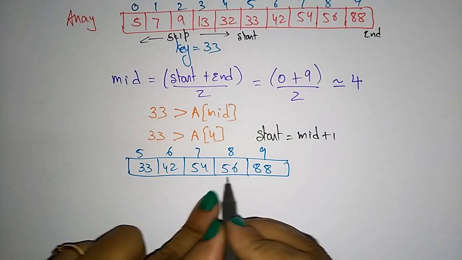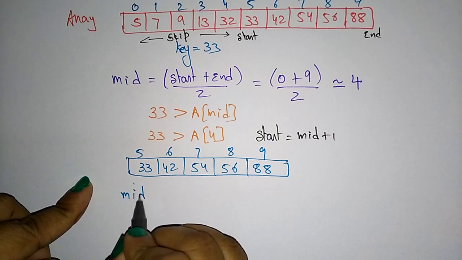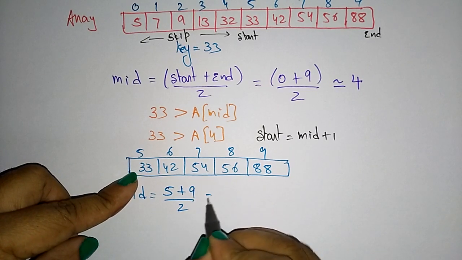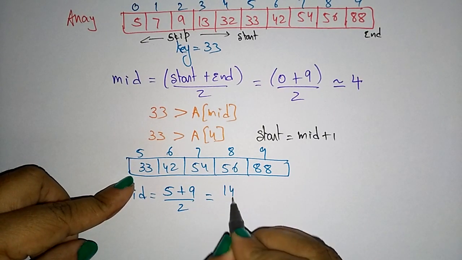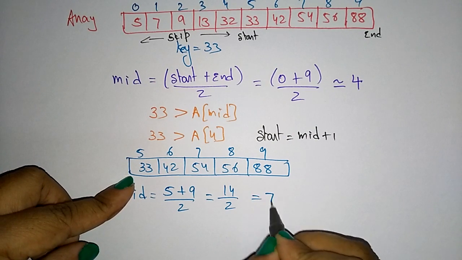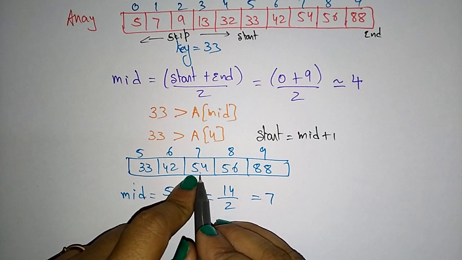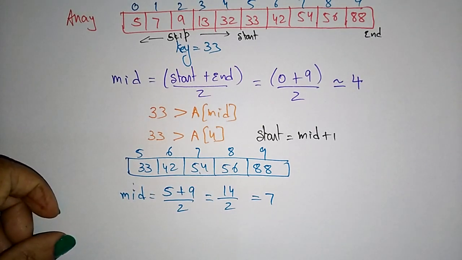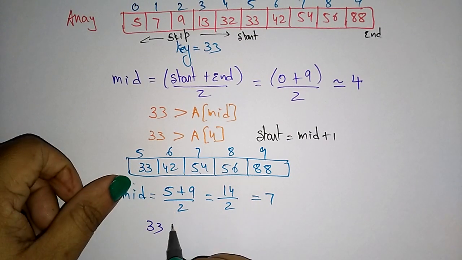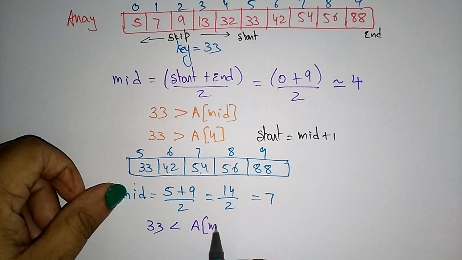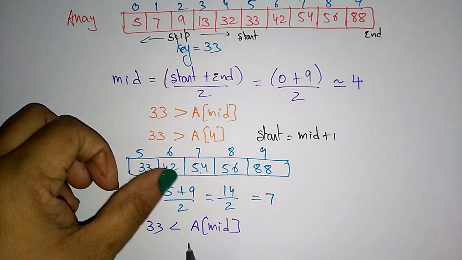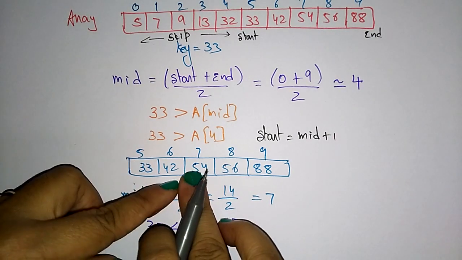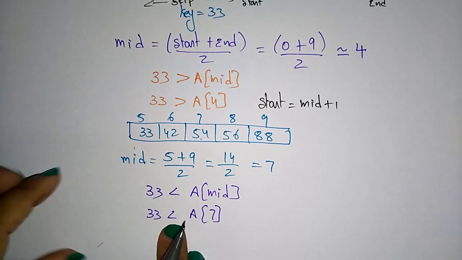Now again divide the array into half. Mid is equal to start plus end by 2. Start is 5, end is 9, so 14 by 2 is 7. Now the mid becomes 7. Is A of 7 greater or less than the key value? Here 33 is less than A of mid. A of 7 is 54, so 33 is less than 54.